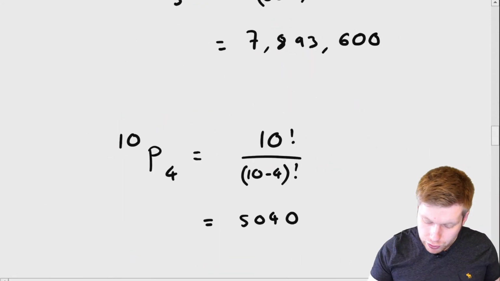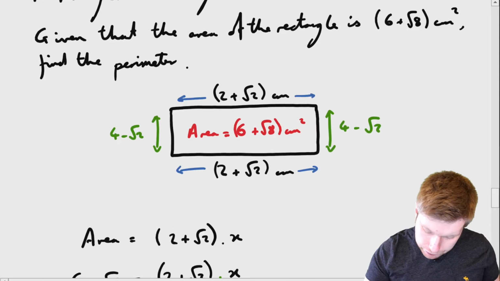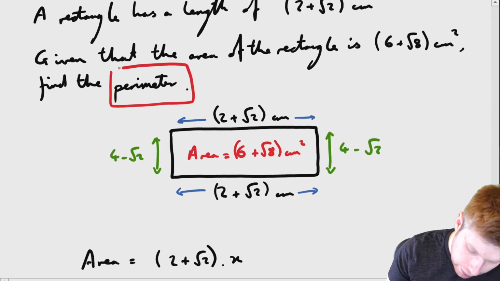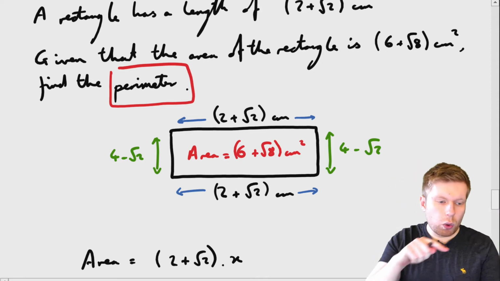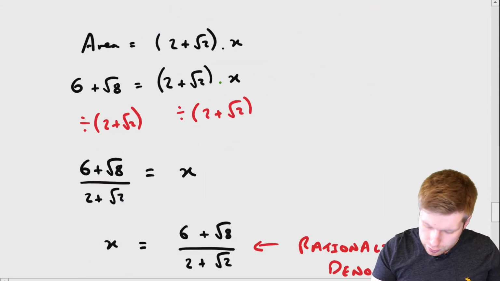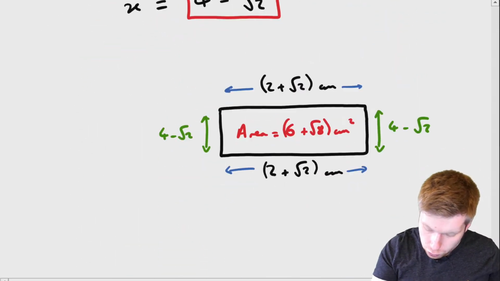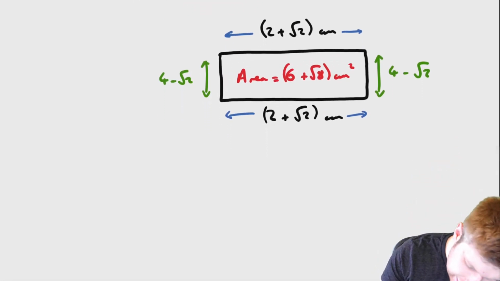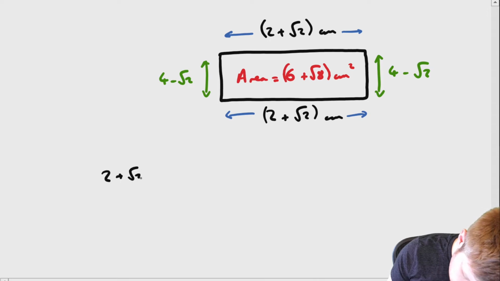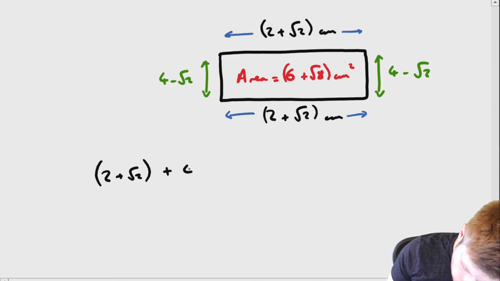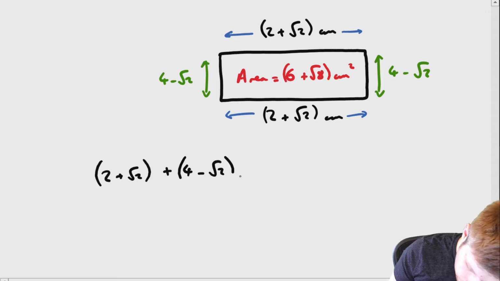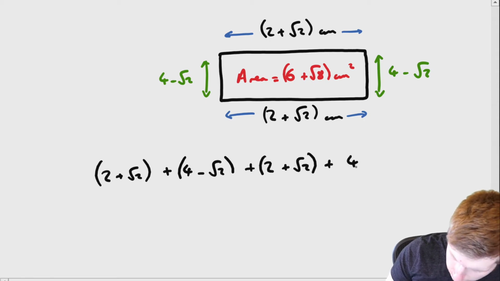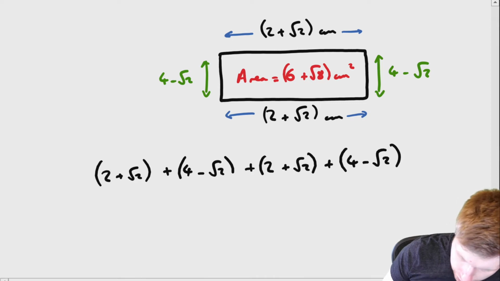So just remember, what was the original question? Well, the original question was, can you find the perimeter of this shape? So just remember, the perimeter is just all of the outside lengths added together. So therefore, I just need to add all of these lengths together. Okay, so there you go. So if I need to add all these lengths together, I get 2 plus root 2 plus 4 minus root 2 plus 2 plus root 2 plus 4 minus root 2, and see what I get.